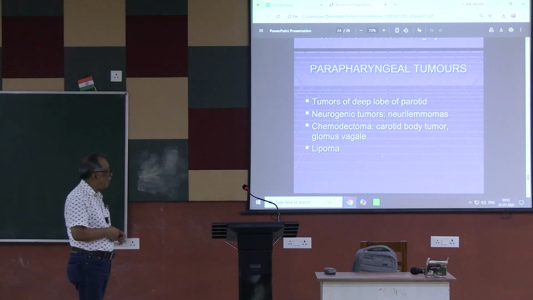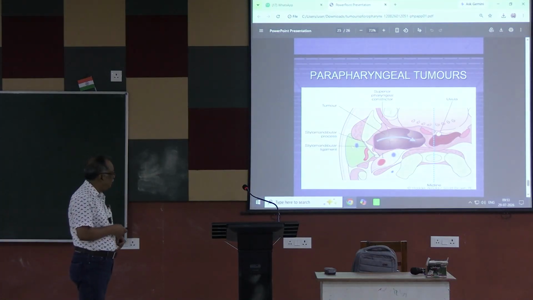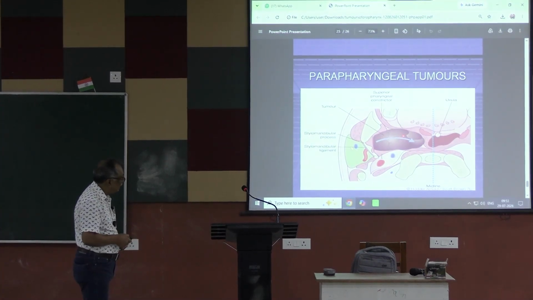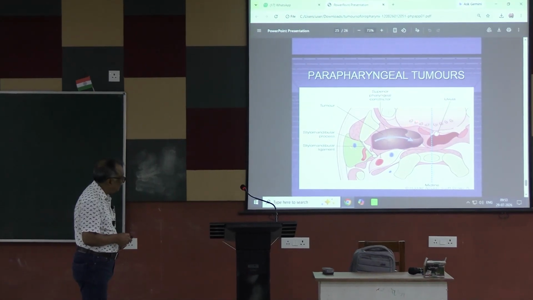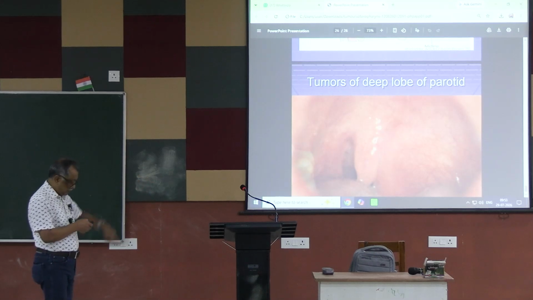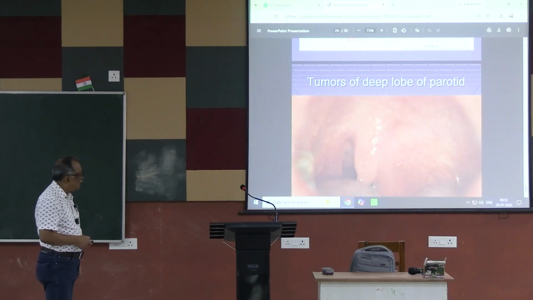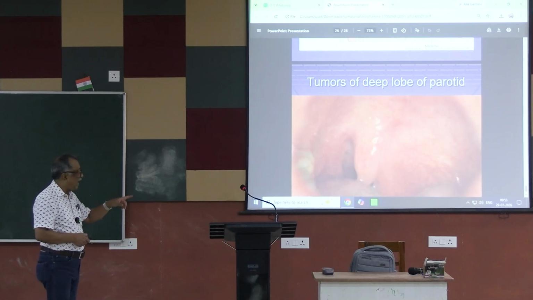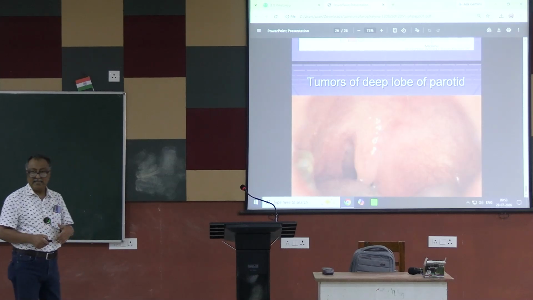or MRI, the lipoma. You see, this is the anatomy. This is the parapharyngeal space, and it is the tumor encroaching here, and it is pushing. It is the uvula there. It is the base of the tongue, circumvallate papillae, and it is pushing one side. Tumors of the deep lobe of the parotid. You see, this is the uvula. You can say it is a quinsy. If you palpate, then you can differentiate it from a quinsy.